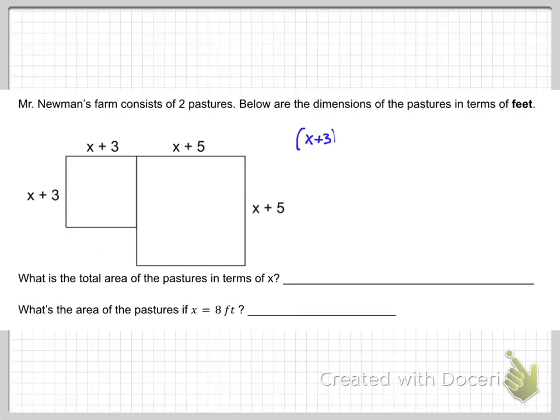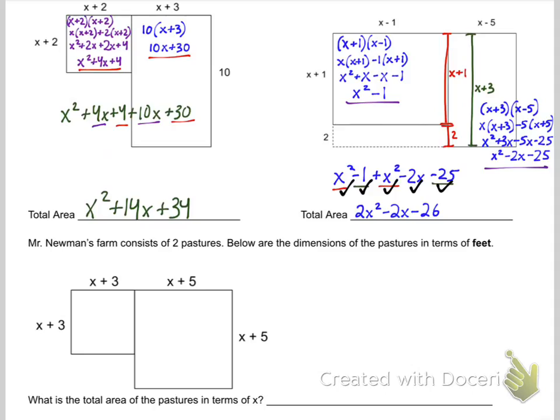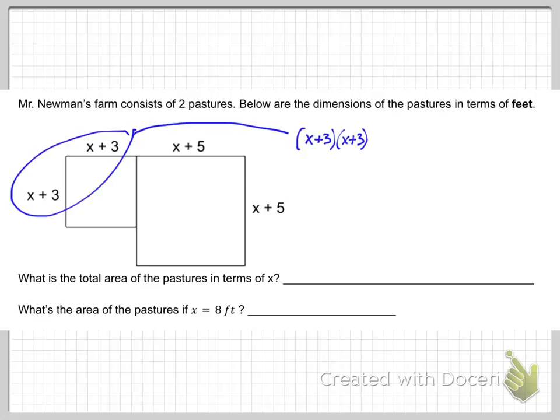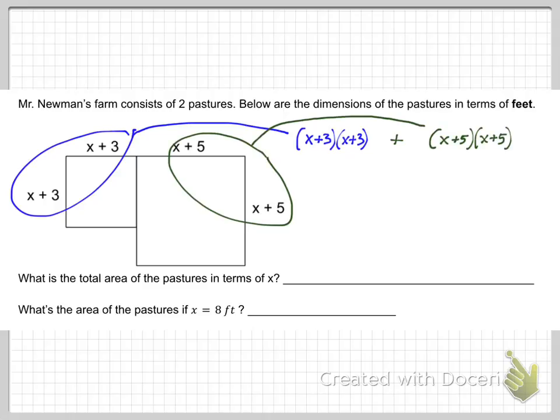Let's now move on to our word problem. Miss Newman's farm consists of 2 pastures. Below are the dimensions of the pastures in terms of feet. Now, there are 2 separate areas, so they didn't really give us enough space on this to write it, so I'm going to write it on this big blank area over here on the right. So we have x plus 3 times x plus 3. That will give us 1 rectangle. And then we're also going to do x plus 5 times x plus 5. That will give us the other rectangle.